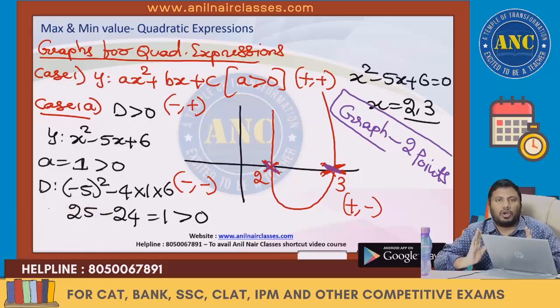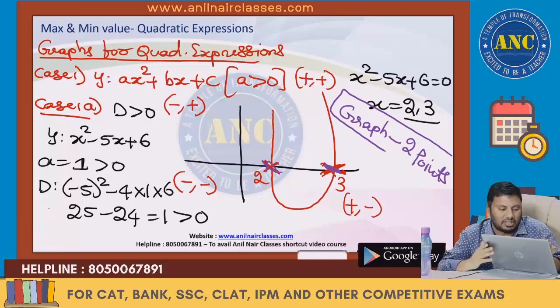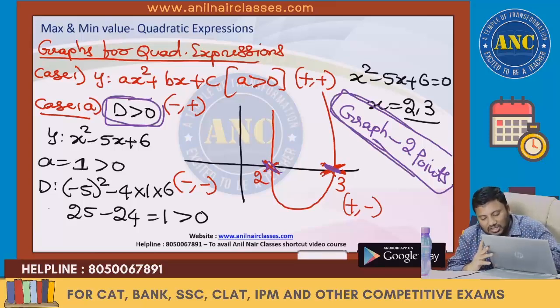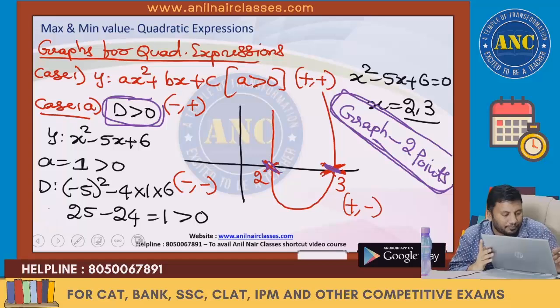The graph is going upwards and it is touching the axis at 2 points. When D is greater than 0, I told you that the graph is touching the axis at 2 points. Remaining conclusions, we will do a little later. Case 1a, if D is greater than 0, we proved that the graph is touching the axis at 2 points. Case 1a, it is clear.